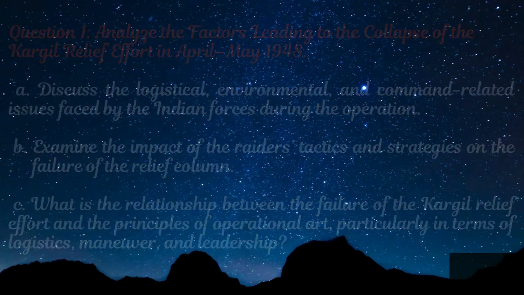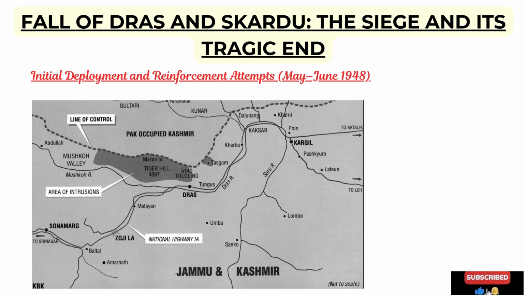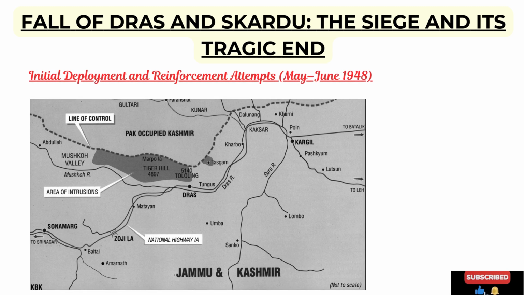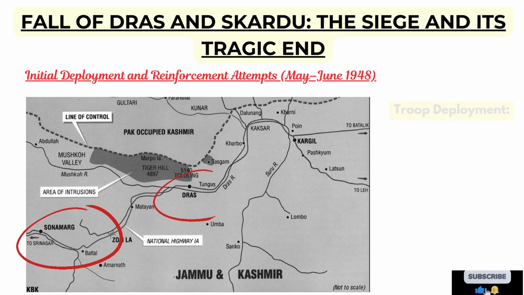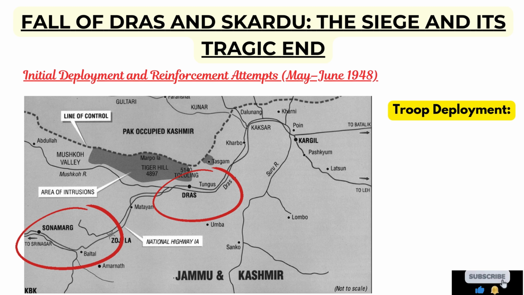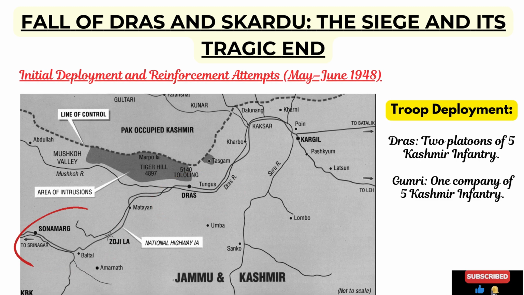Now, let's move to part 2. The fall of Dras and Skardu, the siege and its tragic end. This was a heartbreaking chapter in the 1948 conflict, where overwhelming odds, logistical failures, and enemy tactics led to the fall of these critical positions.